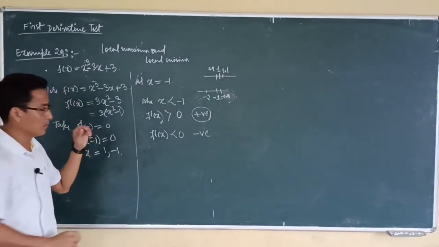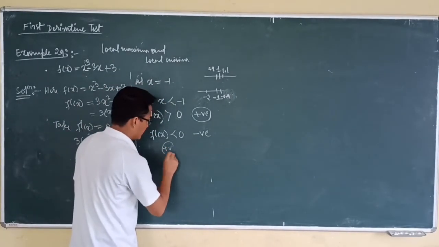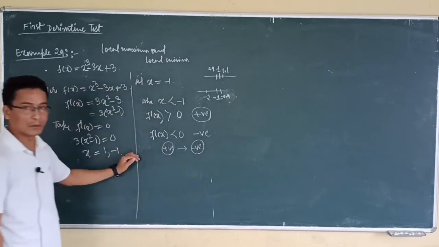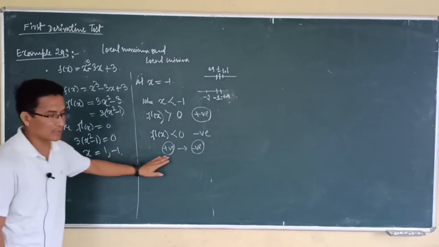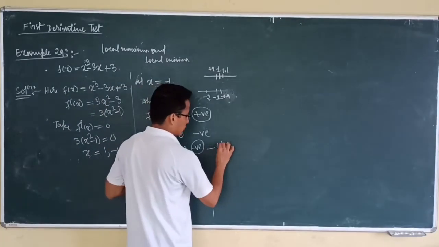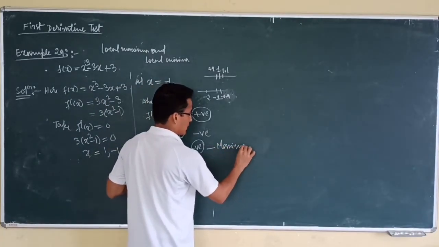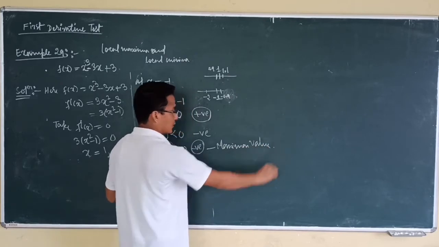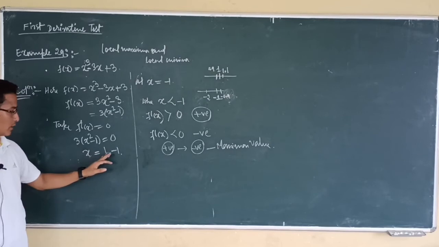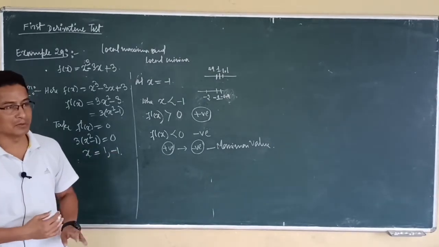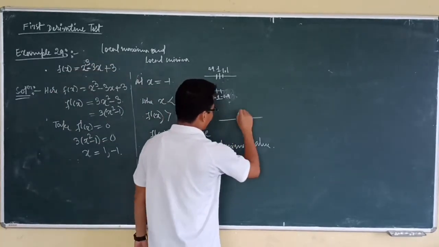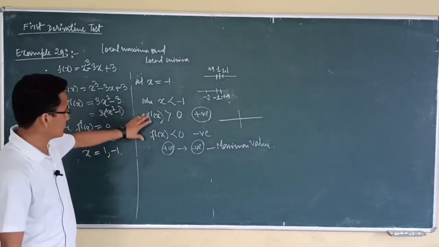Now it travels from positive to negative direction, then we get the maximum value of the function. So at the point 1 we will get the minimum value, and at the point minus 1 we will get the maximum value. And take care while solving this.